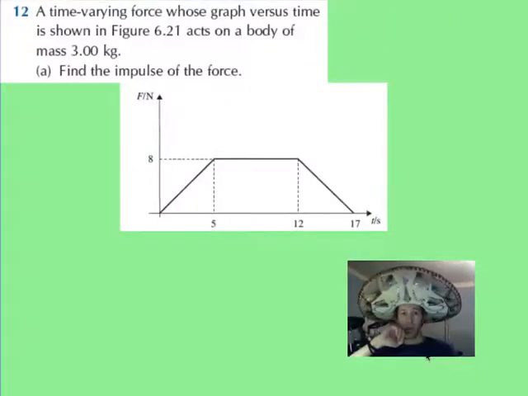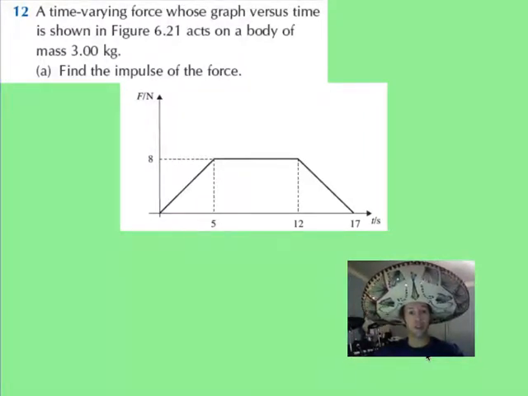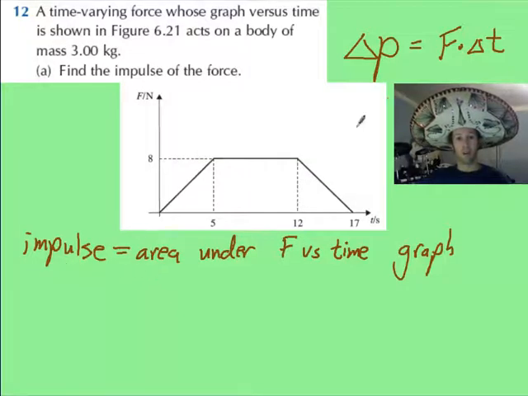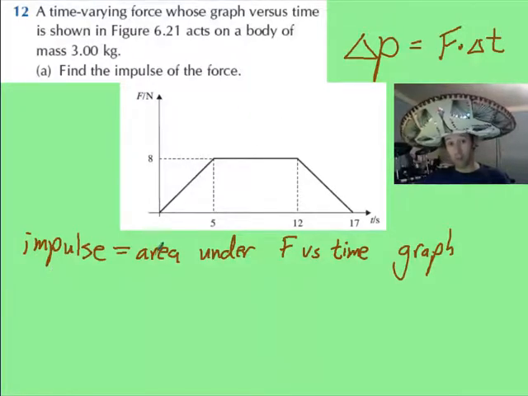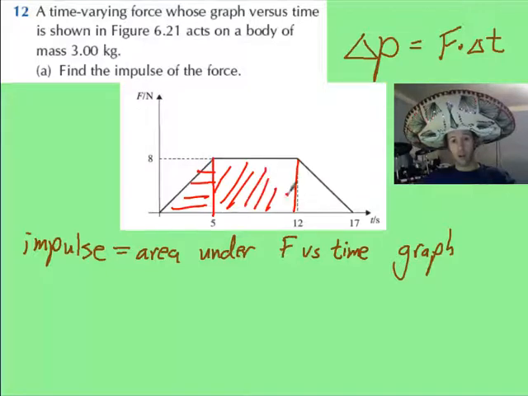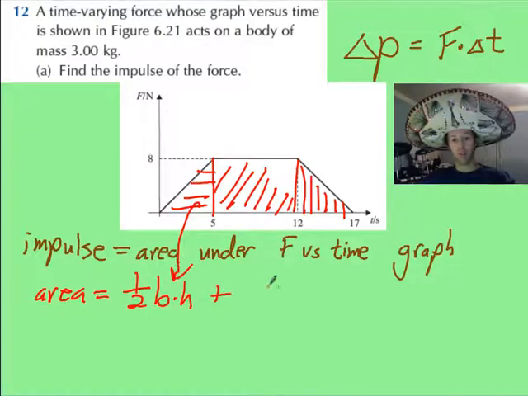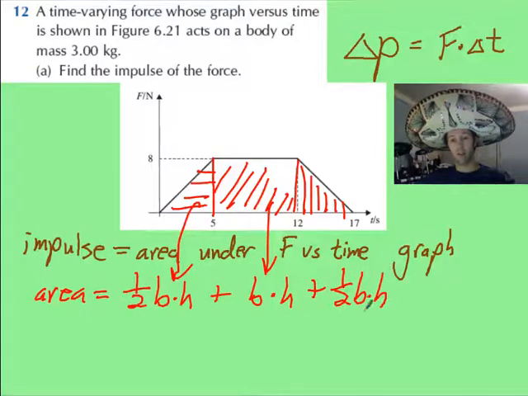Here's an impulse problem, and there's even a force versus time graph. So pause this one, see if you can solve it. Now, if you know that impulse is equal to force times delta t, hopefully you also know that impulse is going to equal the area underneath this graph. And we probably want to break it into a triangle, a square, and maybe another triangle. So this area, which is the impulse, is going to be, for the first triangle, 1/2 base times height, plus just the base times height here, plus, again, the 1/2 base times height.